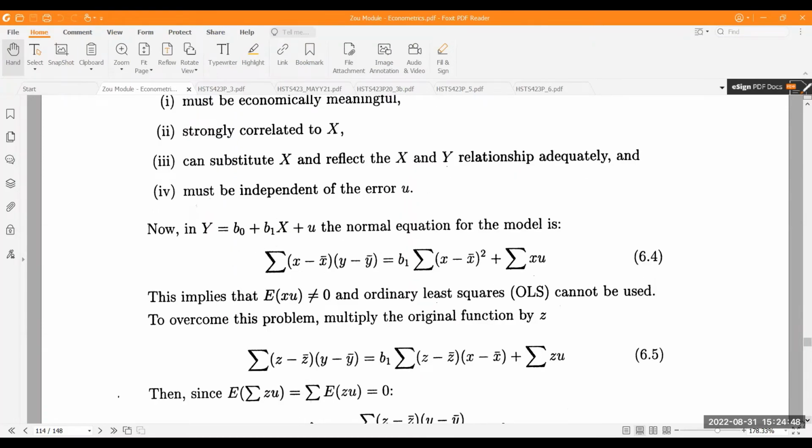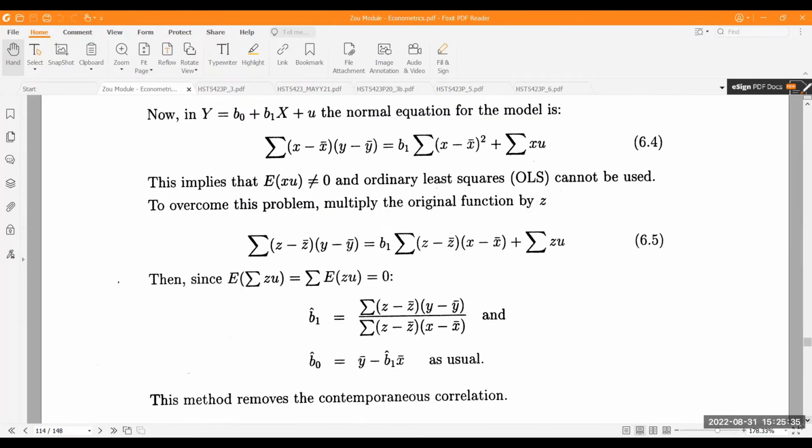Now, in Y equals beta naught plus beta 1 X plus U, the normal equations of this model are given by that. You understand normal equations. This implies that we have assumed that the expected value of XU is not equal to zero, and ordinary least squares cannot be used to overcome this problem. Multiply the original function by Z, and we obtain that. We are substituting now, where we have X, we are putting Z. Can you see it? Then, since the expected value of the summation of ZU, which equals the summation of the expected value of ZU, is equal to zero, we end up with a regression model given by that.